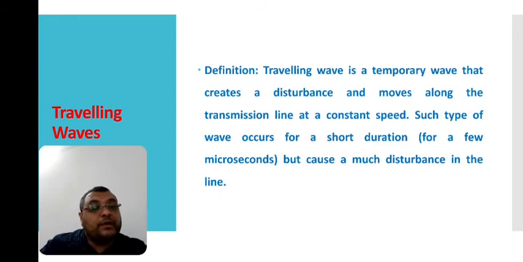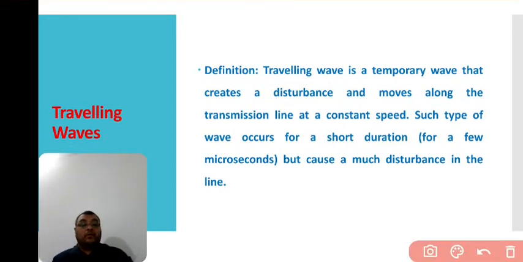Okay, so you can see the traveling wave. If you consider the definition of a traveling wave, a traveling wave is a temporary wave that creates a disturbance and moves along the transmission line at a constant speed. Okay, such a type of wave occurs for a very short duration, but it causes much disturbance in the line. It has a short duration, but it can cause much disturbance in the line. And this traveling wave is set up in the transmission line mainly due to switching, faults and lightning. Those three are the major reasons.